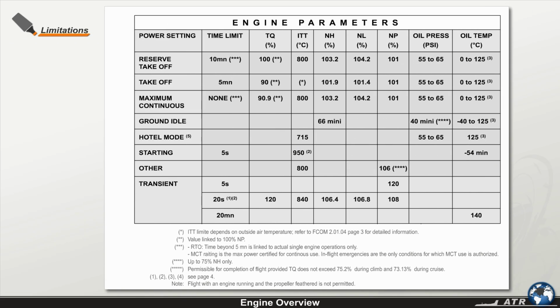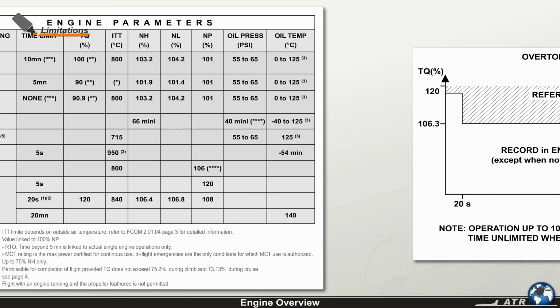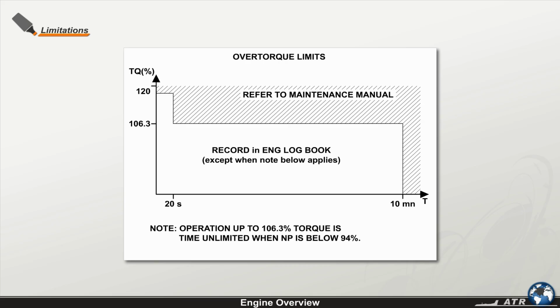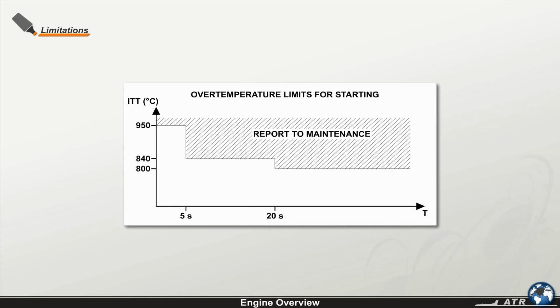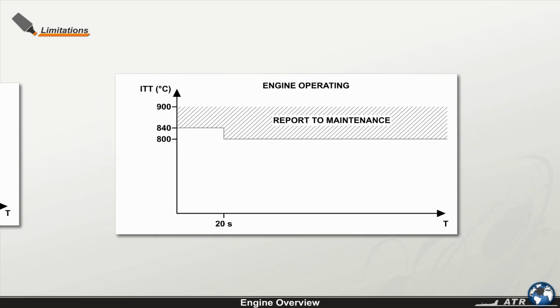Examine the table Engine Parameters. You'll find important data for safe engine operation. Note that operating the engine beyond these limits may require maintenance action. Also, closely examine the graph's over-torque limits. Note that for engine operation up to 106.3% torque, the time is unlimited when the propeller speed NP is lower than 94%. Over temperature limits for starting and engine operating.